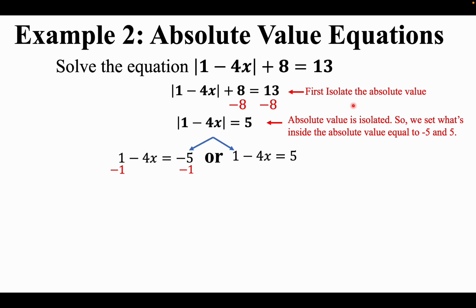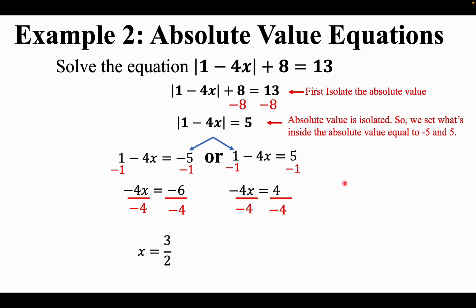Subtract 1, subtract 1. -4x equals -6. Divide both sides by -4 to isolate the variable x. X equals +6/4, which is the same thing as 3/2. On the other side, we can subtract 1 on both ends. You get -4x equals 4. Divide by -4. X equals -1.